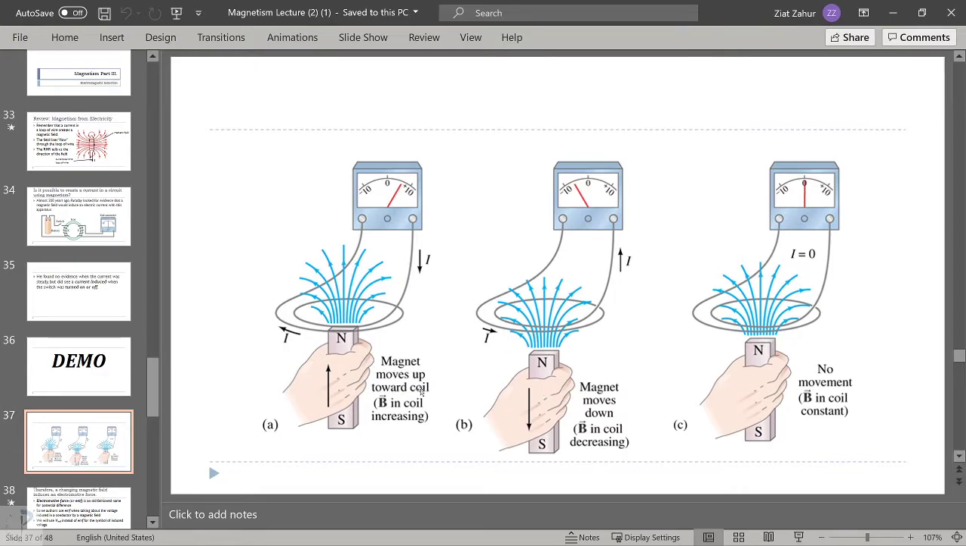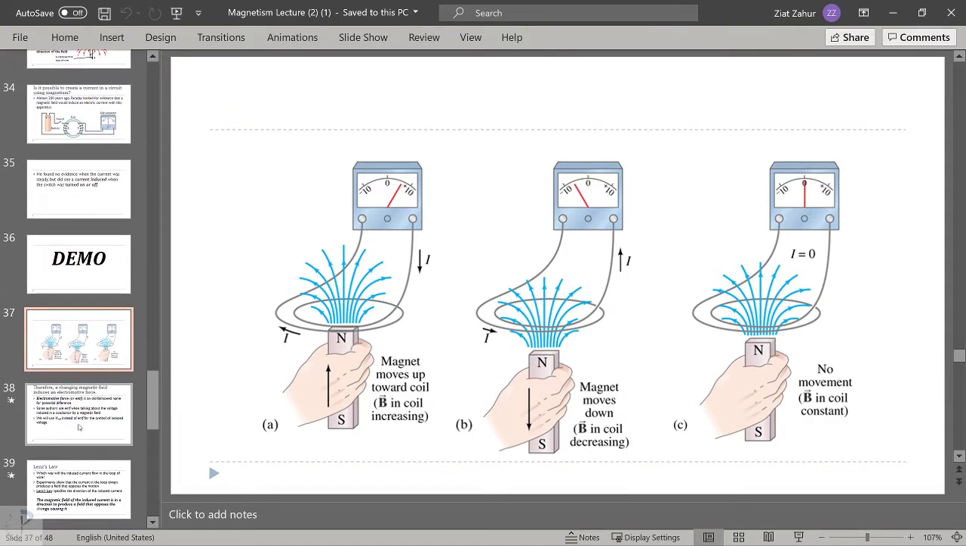Okay. And also notice the relationship. If you do the opposite, like here we're sticking the magnet in and we're getting positive current. If you take the magnet out, you get negative current, meaning the current is going in the opposite direction. And if you keep it steady and don't change anything, then there's no current. You get zero current. So there has to be a change.